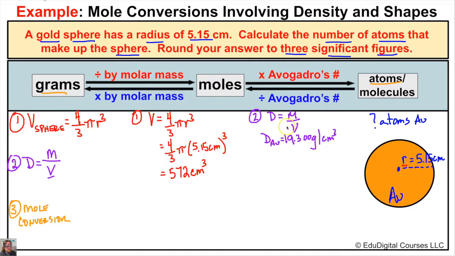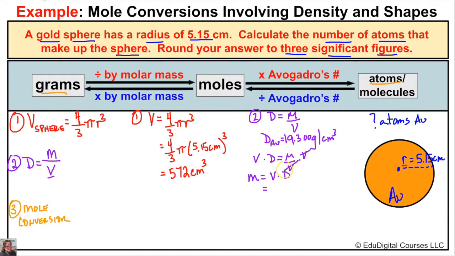So what we can do now is we can figure out the mass, right? If we know that density equals mass divided by volume, and we want to figure out the mass, we'll multiply both sides by V here. V is going to cancel. So to get the mass of this gold, we'll simply take the volume and multiply it by its density.